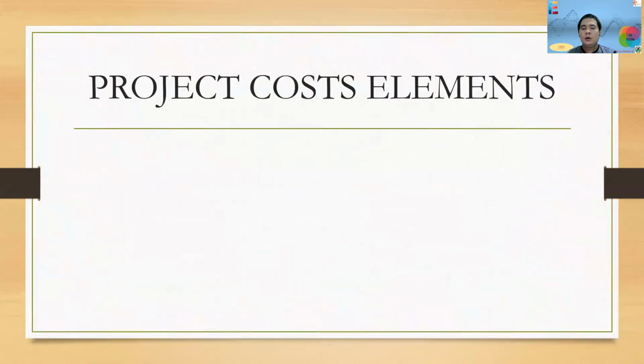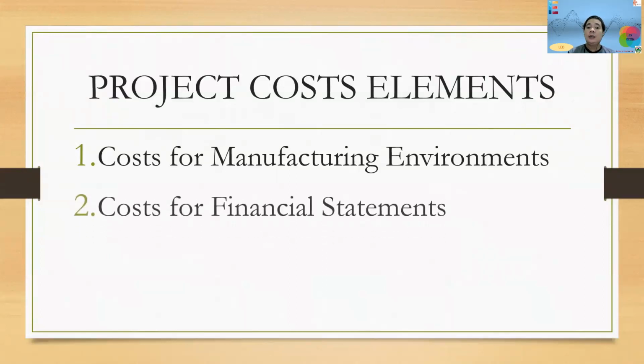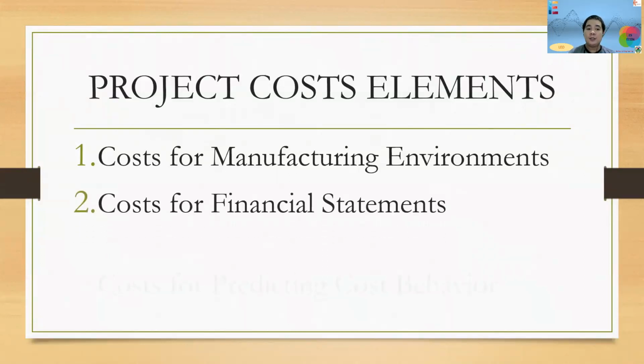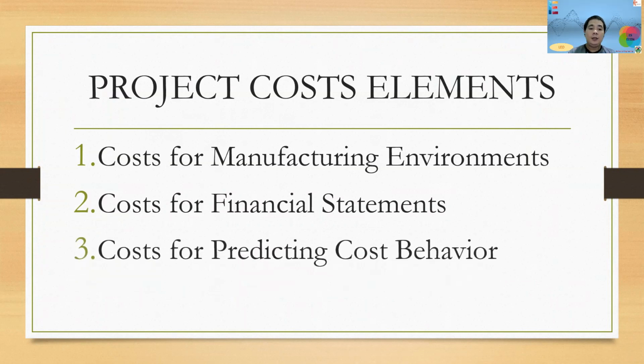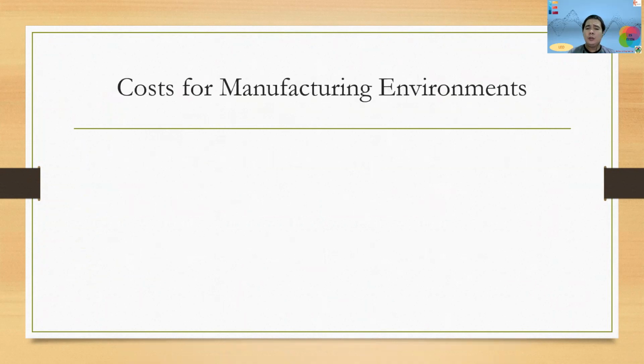So what are the different project cost elements? When you're trying to have a business, you have many project cost elements. Number one is cost for manufacturing environments. Number two, the cost for financial statements. And number three, the cost for predicting cost behavior. So these are the cost for manufacturing environments.